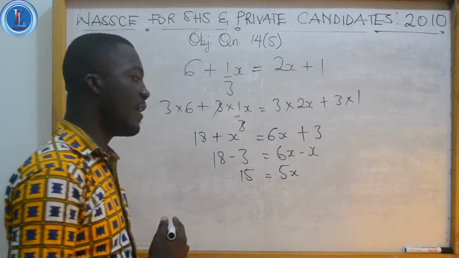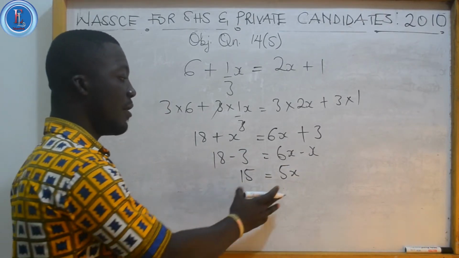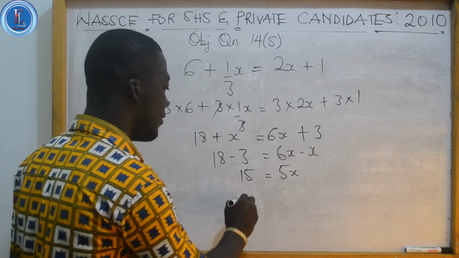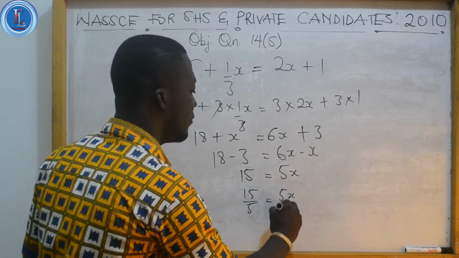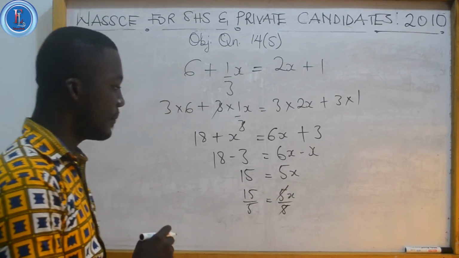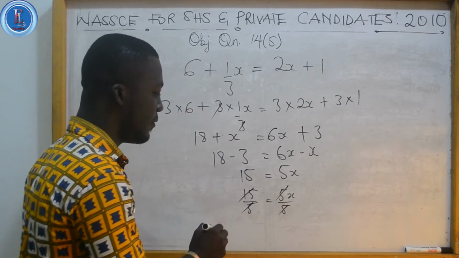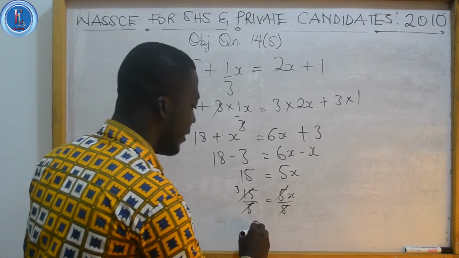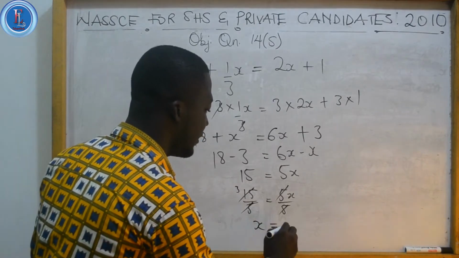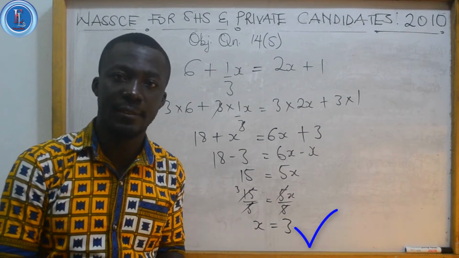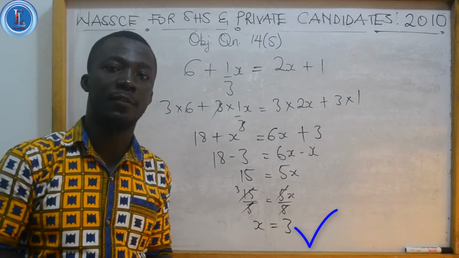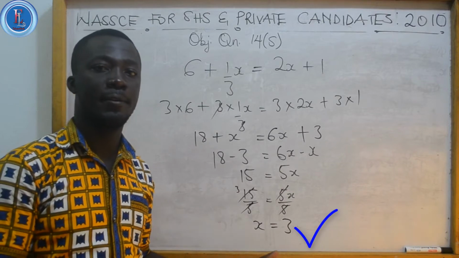5x. And when you divide both sides by the coefficient of x, which is 5, we're going to get 15 over 5 is equal to 5x over 5. As we all know, the cancellation property, and 5 goes into 15 is 3. Therefore, our value for x is equal to 3. So in the question where we were asked to find x, our final value for x is 3.